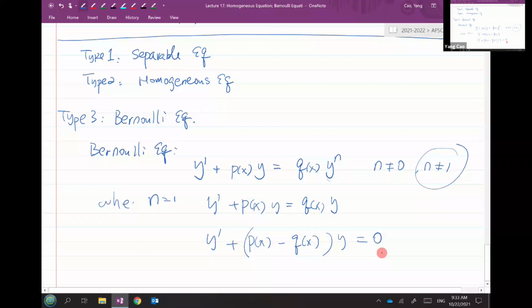That's why we're excluding n equal to 0 and n equal to 1, because we have already dealt with them. They're not really anything special. It's only special if n is not 0 and not 1, then you basically get a nonlinear ODE, because you have a y to the power n here.